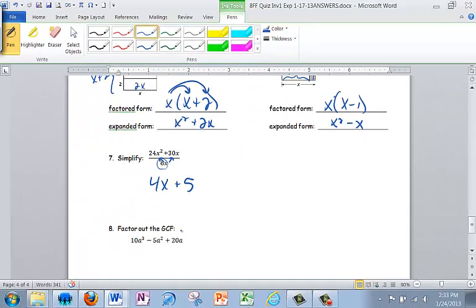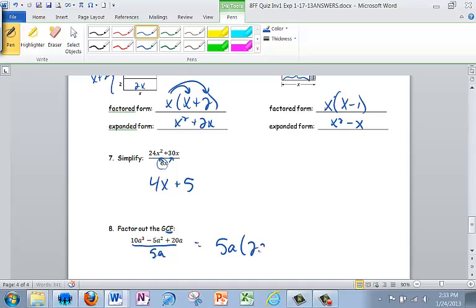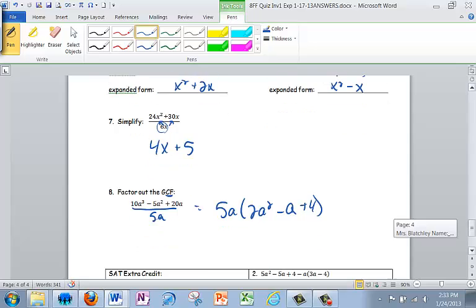Down in this one, they did not tell you the GCF. You had to find it. In this case, it would be 5a. But then you have to leave it on the outside. So a lot of you did this. You discovered that it was 5a, and you wrote it underneath here. And that's great, so that you could see it to divide, but make sure that when you're factoring out the GCF, you actually leave the 5a on the outside, because you invented this part right here. So 10a cubed divided by 5a is 2a squared. 5a squared divided by 5a is minus a, and 20a divided by 5a is plus 4. So that's your correct answer.